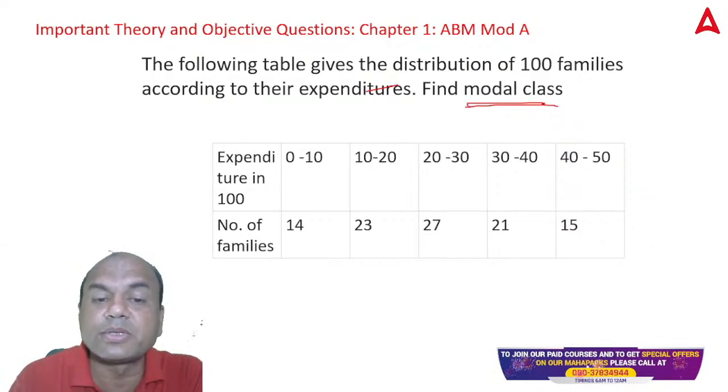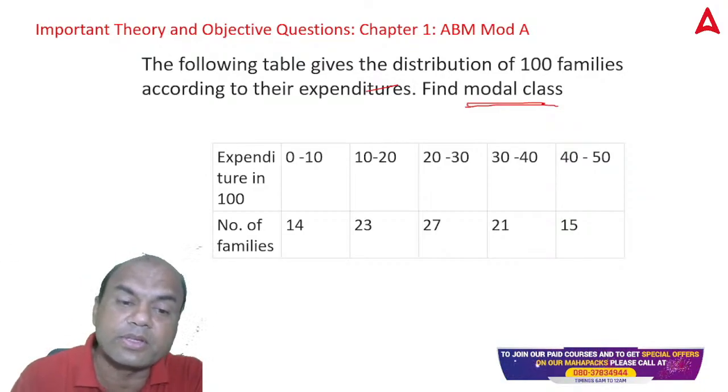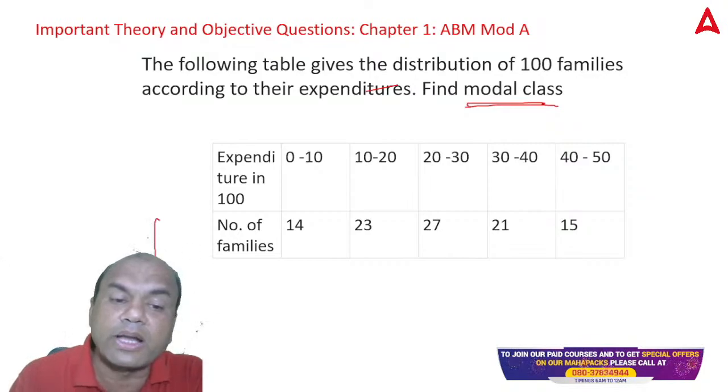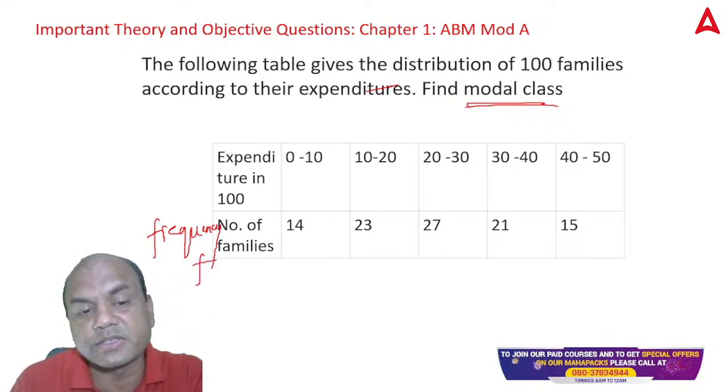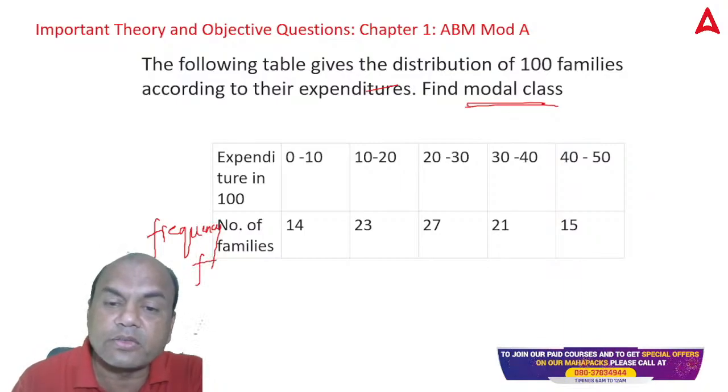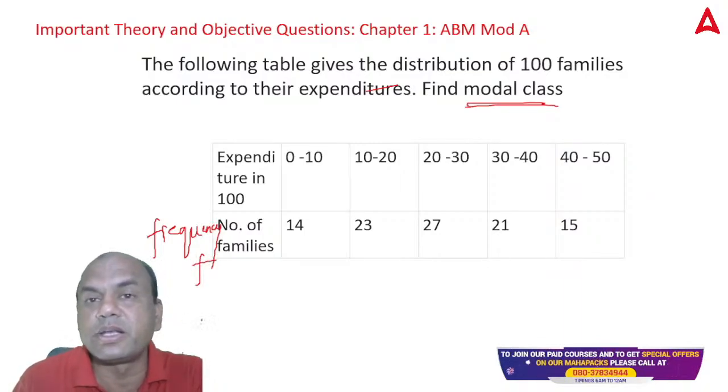Number of families means how many families are having the expenditure between 0 to 10. So this becomes the frequency. Always you must be able to identify the frequency first. If you understand F, then it becomes easier. This is called as F, frequency. So always it depends on frequency, which is the mode or which is the median or whatever it is.